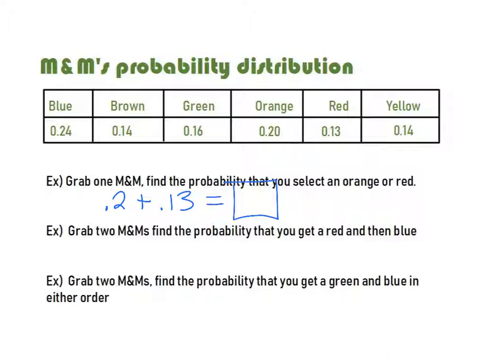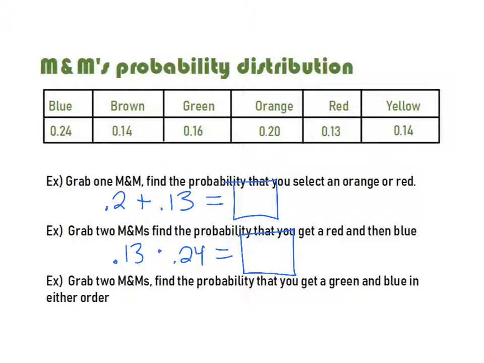Grab 2 M&Ms, find the probability you get a red, and then a blue. All right, so the first time I have to get a red, that's a 0.13. And then a blue, and tells me to multiply, and blue is 0.24. Multiply those together, you'll have your probability.